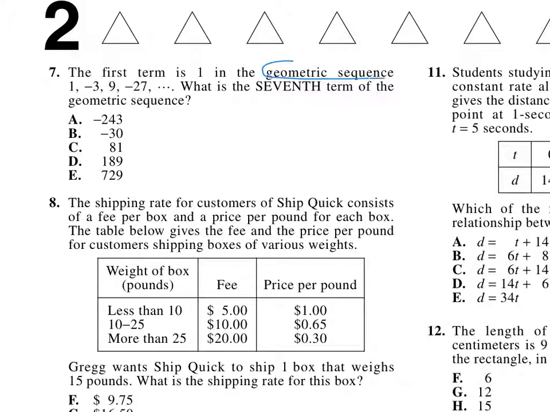So geometric sequences, we are actually going to learn in Algebra 2 this year. We have not gotten to them yet, unfortunately. But it means you are multiplying to get from one term to the next. So if we started at 1, and then we had -3, and then +9, and then -27, well, there's some number, the same number over and over, that we're multiplying by to get to the next number.